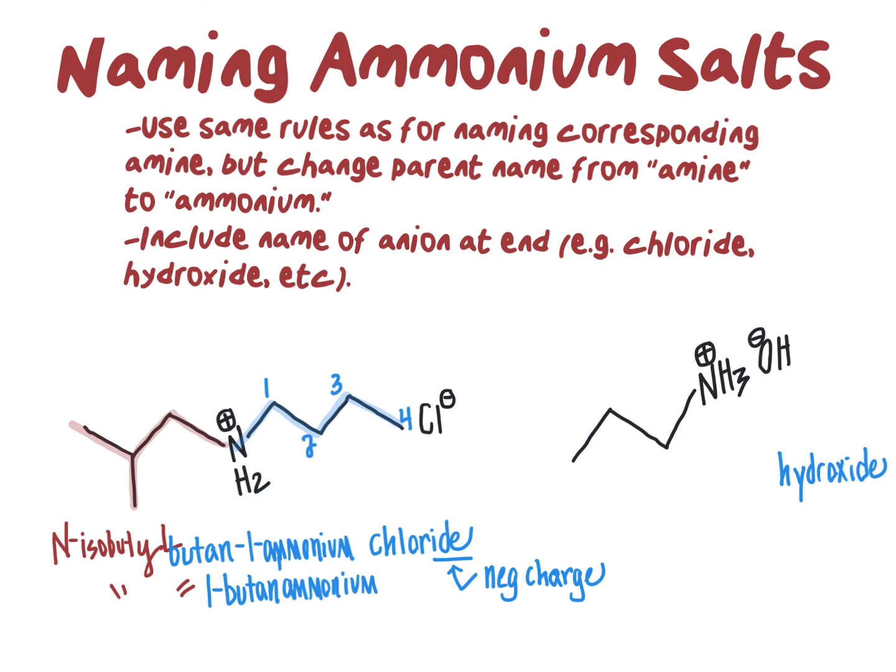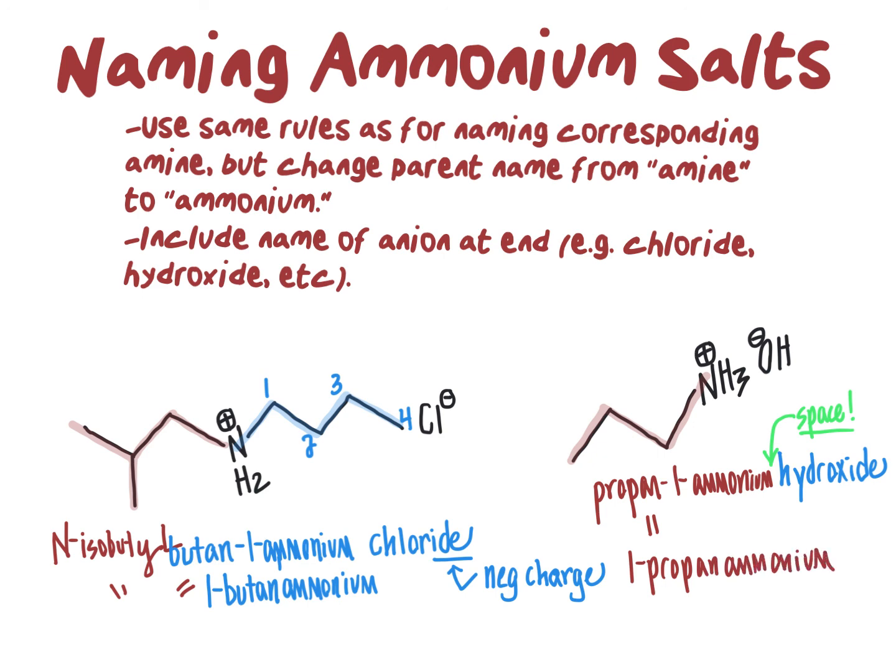Now naming this molecule here, we have our 3-carbon chain attached to our amine group, and it's at carbon number 1 where the amine is attached. So we would refer to this as propan-1-amine if it was a standard amine, but since it's protonated, it's propan-1-ammonium. So I'm going to go ahead and put propan-1-ammonium. And then there is a space between ammonium and hydroxide. The other term that you could use to describe this would be 1-propanammonium would work as well. And then space, and then the term hydroxide.